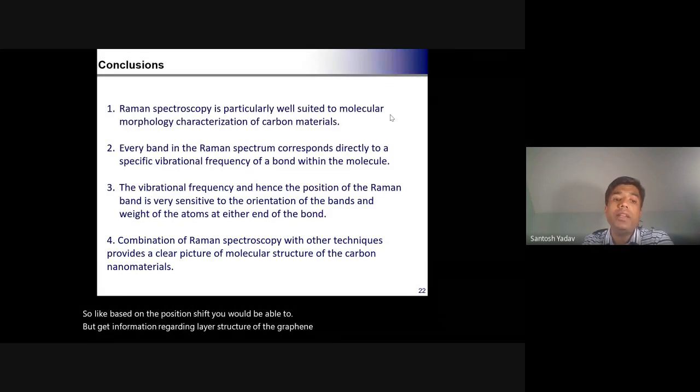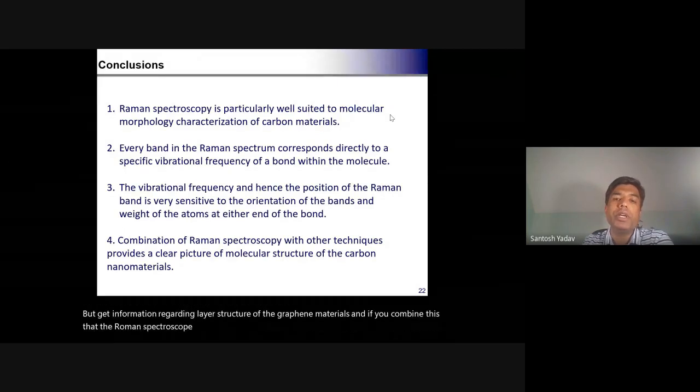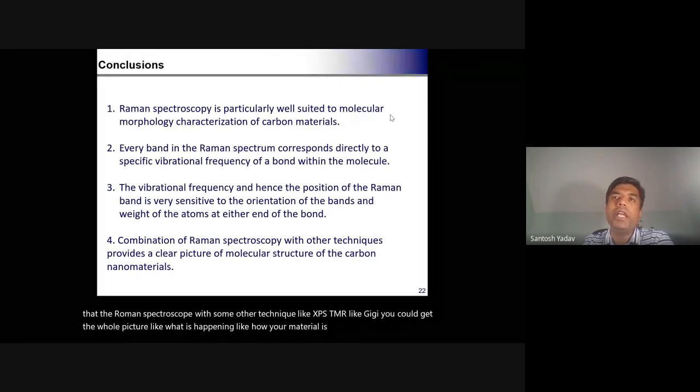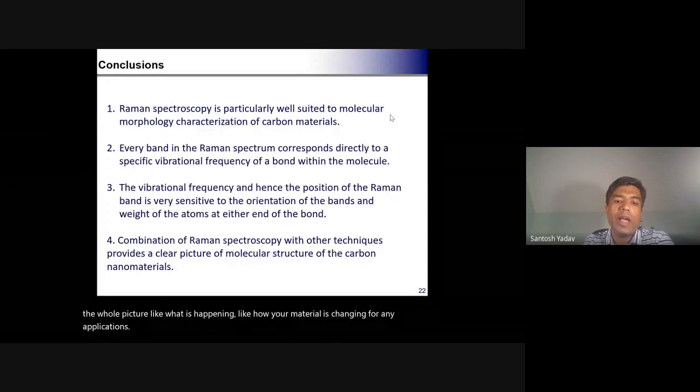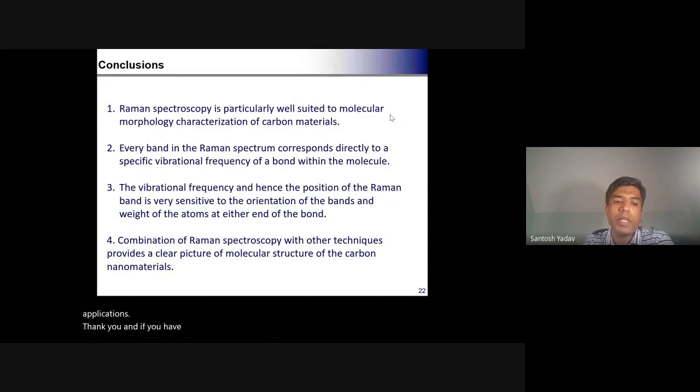And if you combine Raman spectroscopy with some other technique like XPS, TEM, or TGA, you could get the whole picture of what is happening and how your material is changing for any applications. So thank you, and if you have any questions, I would be happy to answer.